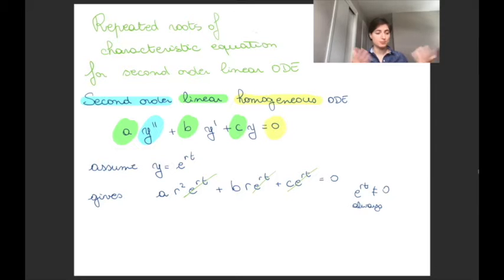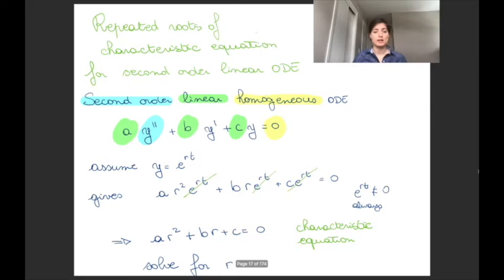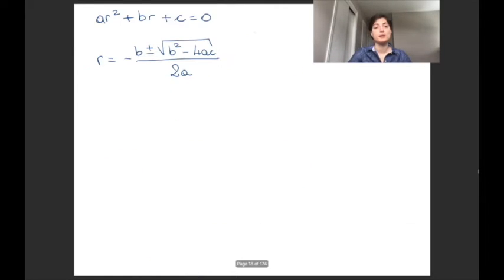Here the exponential of whatever is different than 0, so we can cancel that out, and we go back to the characteristic equation: a r squared plus br plus c equals 0. And this is a second order equation, so we can solve it by hand in all situations, and we solve it for r. So we have that r is equal to minus b plus or minus the square root of b squared minus 4ac, divided by 2a. This is the standard formula for quadratic equations.